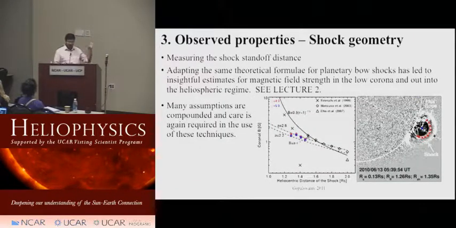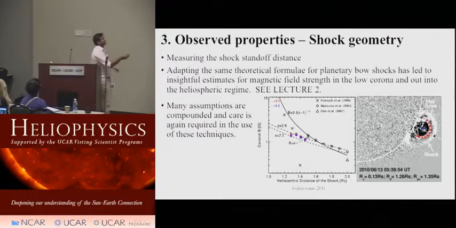Again, this was a slide I wanted to include. I put it into the shock geometry, but it's actually to do with the magnetic field, what I was showing earlier. This is intriguing because, and I'll go into this later as well, he's looking at the shock standoff distance. The shock standoff distance is basically the distance between where you think the shock is and where the flux rope, or the CME, is, and that's the sheath width.